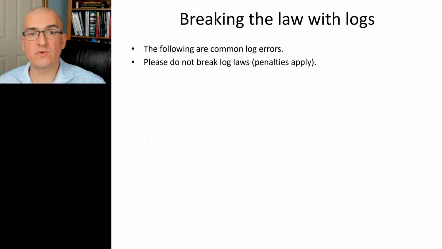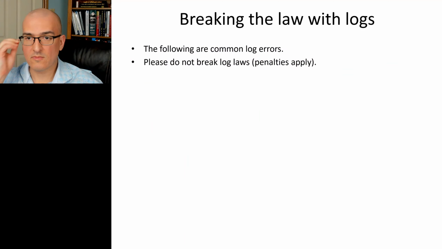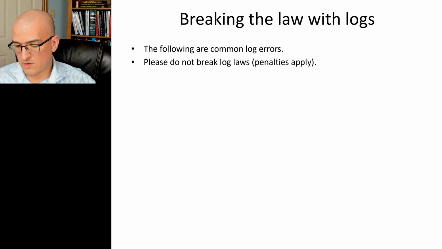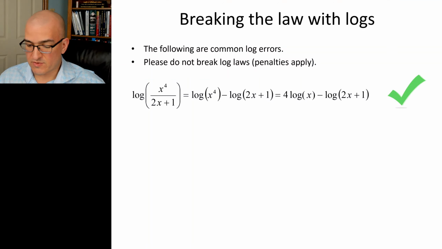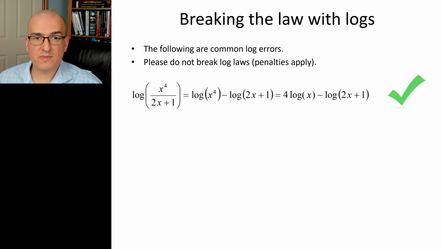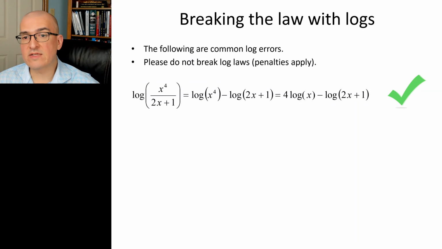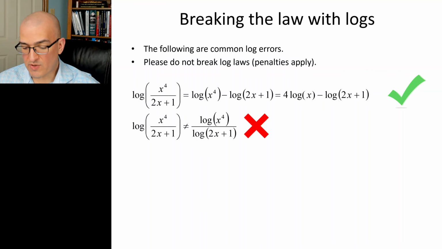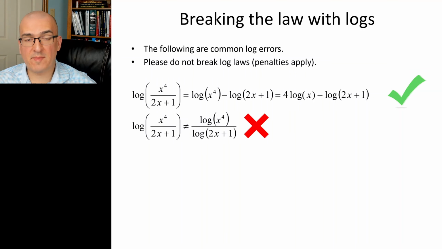Some things you cannot do with logs. Things that you'd be tempted to do. So starting with things that you can do. If you have a log of a top expression over a bottom expression, it's perfectly valid to split it up as the log of the top minus the log of the bottom. That's fine, that's allowed. But you cannot split it up as the log of the top divided by the log of the bottom. You can't distribute the log to the top and bottom separately. It just doesn't work. It's not true.